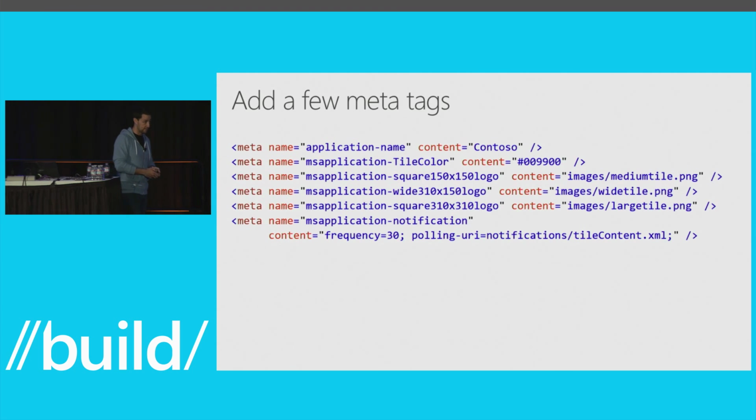Couple meta tags at the top of your page. So you can specify the application name, a tile color you like. If you want to support wide tile, you just have to specify the MS application wide tile logo. And then this final one is just setting up some polling frequency and where you want to get that XML. So CNN, MSN, a whole bunch of other sites like ESPN, there's a whole bunch. But actually, if you go to pinsite.com, we list all the sites that support this feature.